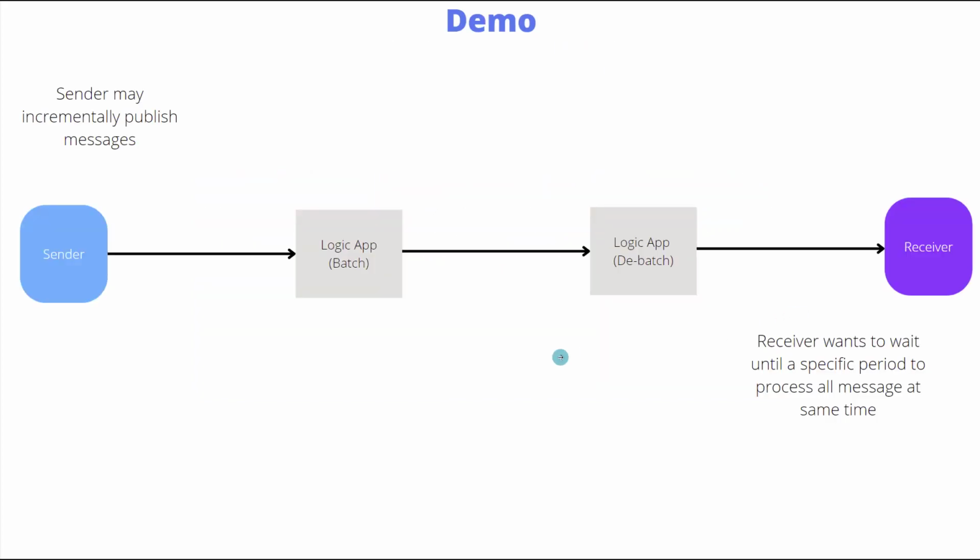So let's go ahead and see a demo, see this in action. What we'll have is a sender. In my case, it's just going to be a logic app that's going to pump messages to a service bus queue. We're going to have a logic app that's going to retrieve these messages from the queue and insert them into a batch, and that'll be our second logic app. And then our third logic app will be the debatcher, where we'll use the batch trigger to wait for specific periods, specific thresholds, and then we'll go ahead and process those messages. So let's jump into the demo and take a look.